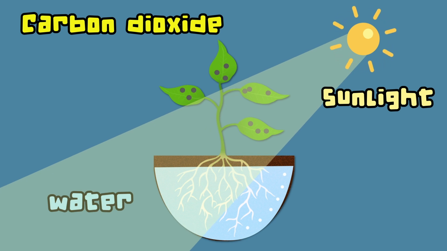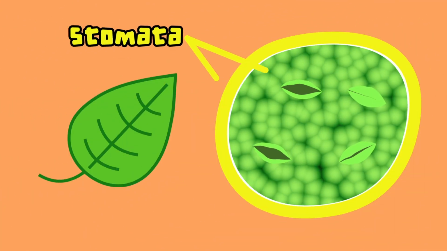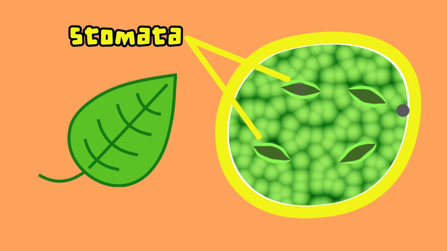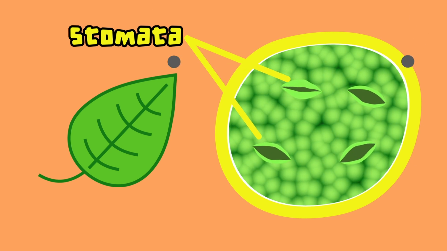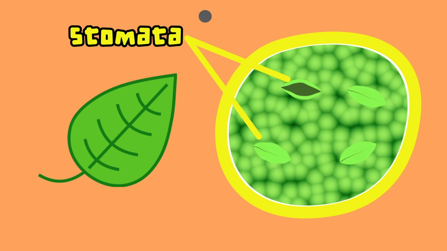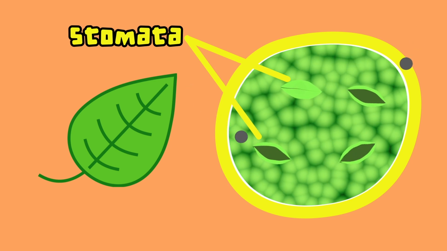The leaf of a plant is where most of the action happens. If you cut a leaf and look at it under a microscope, you will see tiny pores called stomata. This is where the carbon dioxide is breathed into the plant. Carbon dioxide is a gas in the air that we breathe out. In fact, all animals breathe out carbon dioxide and then plants breathe it in.